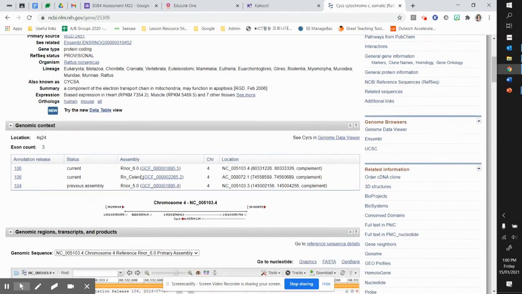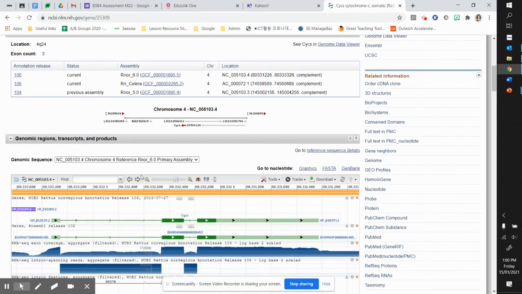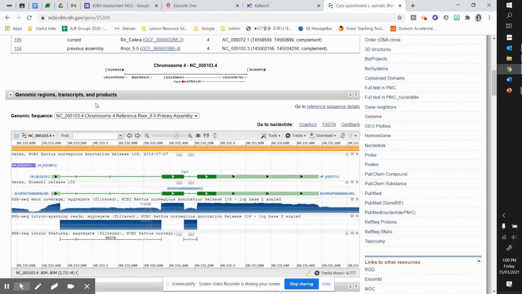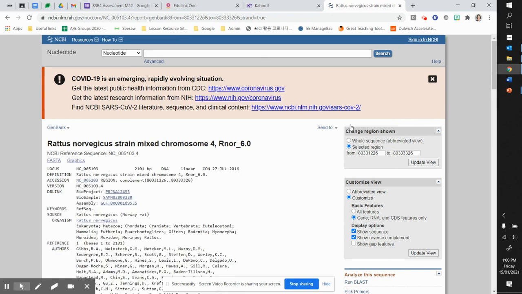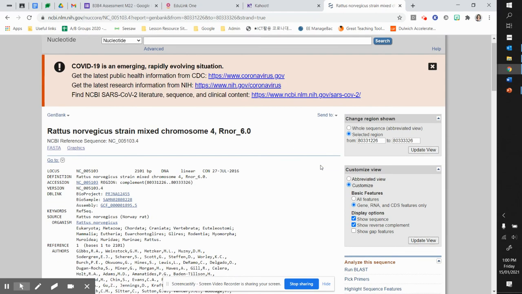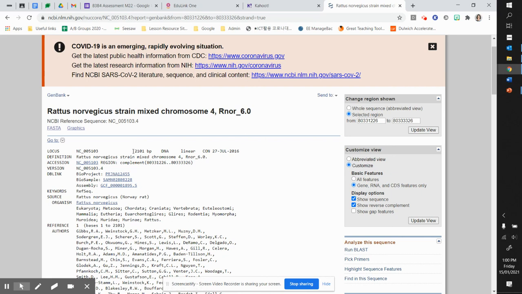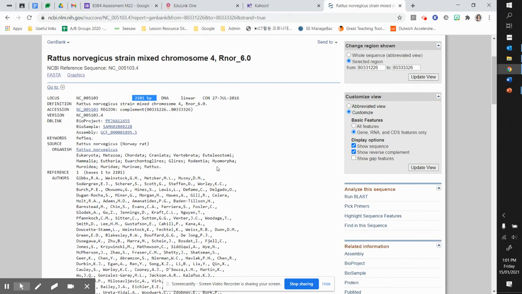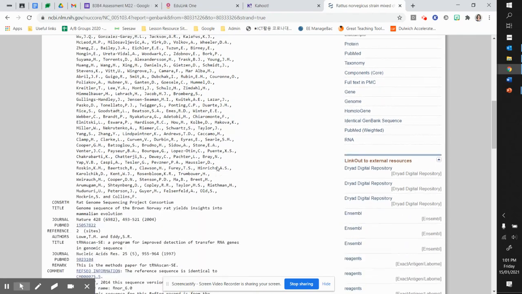That's quite easy. And then if you go down to genomic regions, transcripts and products, which is utterly terrifying, don't worry about that. Go to this link on the right-hand side that says GenBank. And this has all the information just about this one gene. It's super cool. So here you can see that this gene is 2,101 base pairs long in the Norway rat. Might be different in the species that you look at.